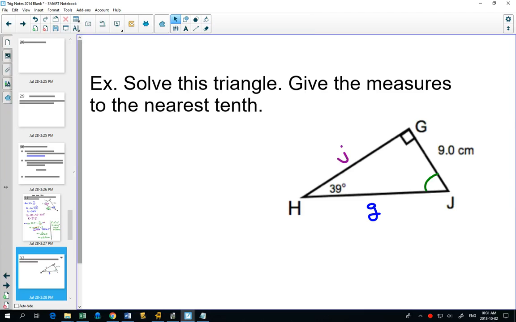Once you've solved your triangle, compare with the person beside you. This row will go diagonal. Okay? Compare with the person beside you. See which order they chose. See if it matches with yours. And then check your answers, because it shouldn't matter the order. You should get the same solutions.